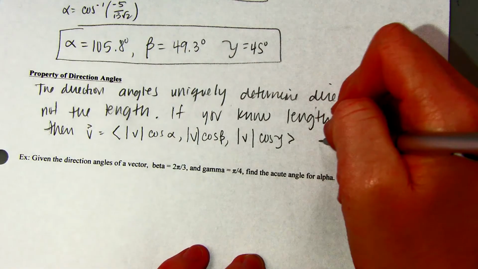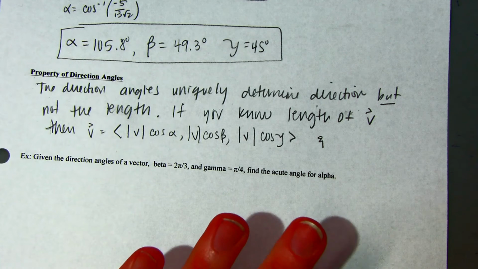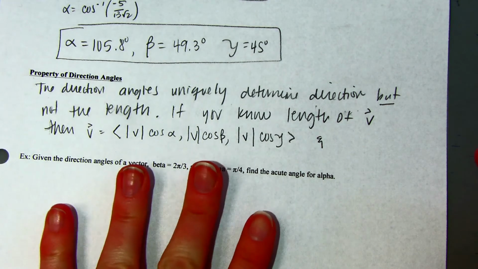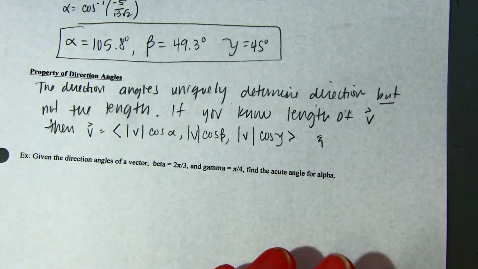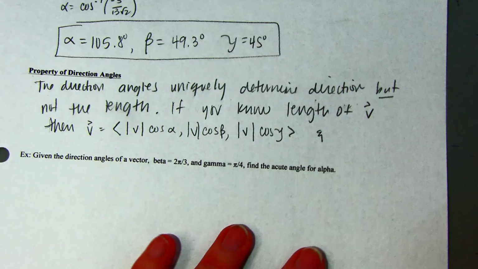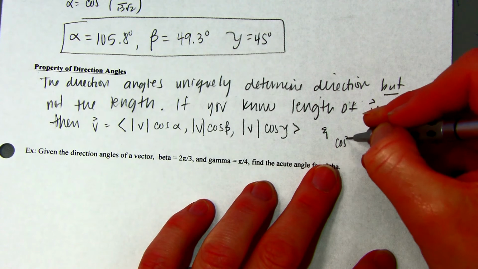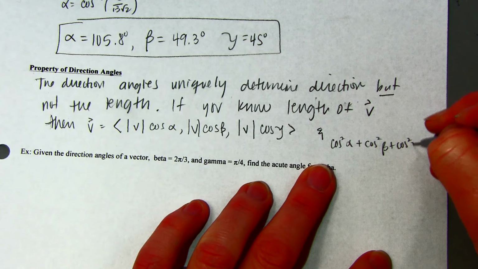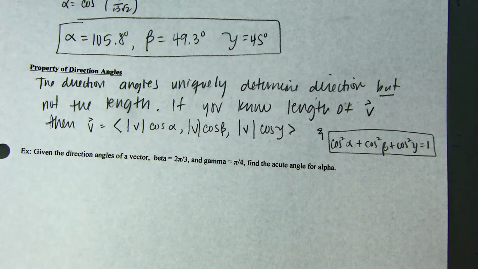And there is a relationship between the cosines when you're in 3 dimensions. This property is really helpful, especially for an example like we're going to see next. If you know 2 of the angles, you can find the third. So here's the relationship. Cosine squared alpha plus cosine squared beta plus cosine squared gamma is equal to 1. So if you know 2 angles, you can find the third.